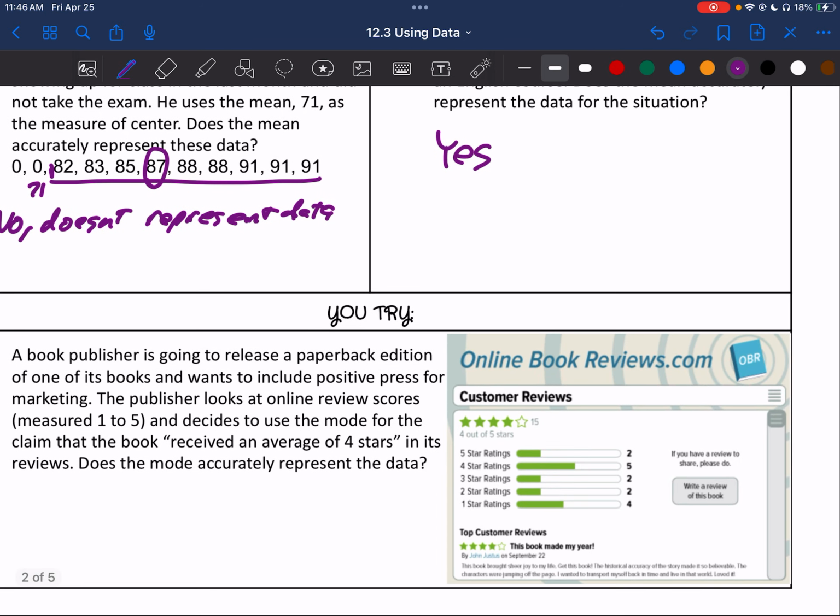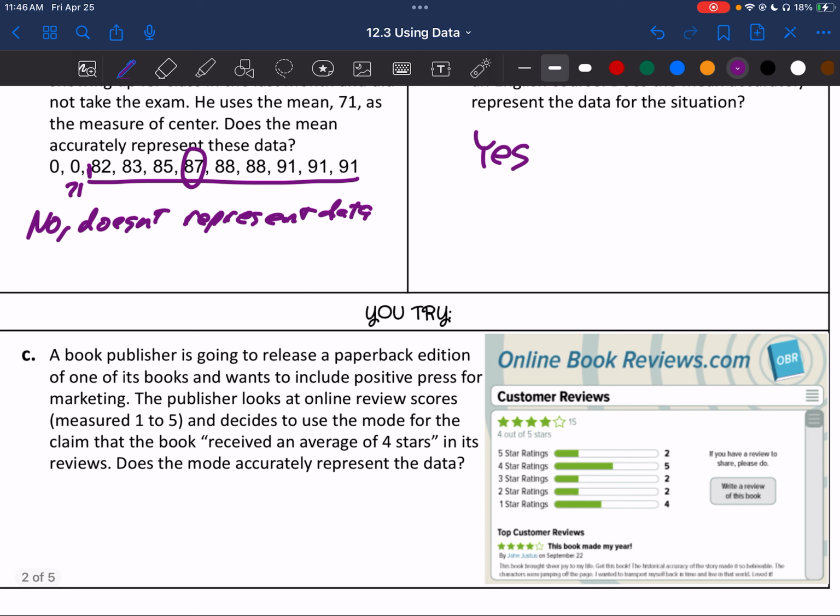You try letter C. You're going to do this on your own and then check your work with mine. A book publisher is going to release a paperback edition of one of its books and wants to include positive press for the marketing. The publisher looks at online review scores, measuring 1 to 5, and decides to use the mode for the claim that the book, quote, received an average of 4 stars in its reviews. Does the mode accurately represent the data?